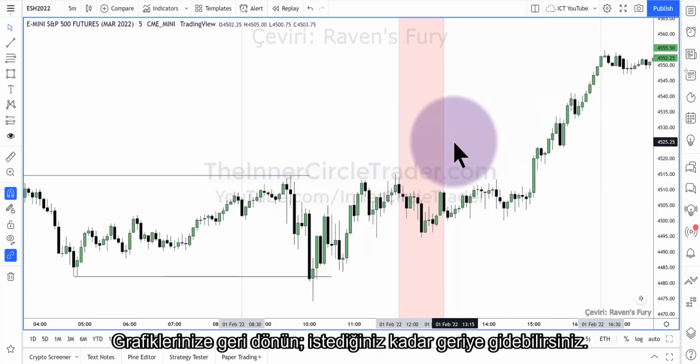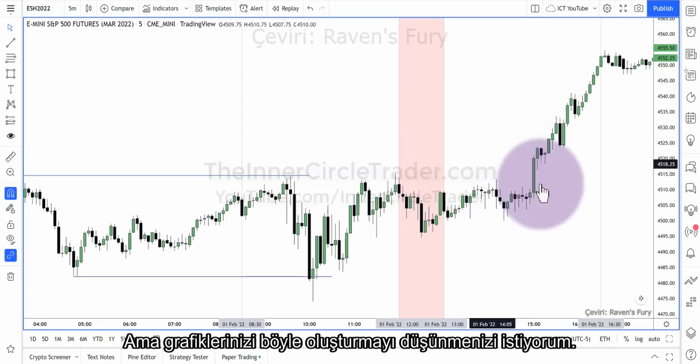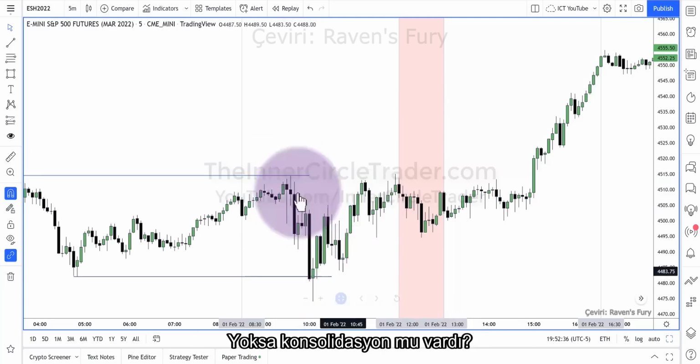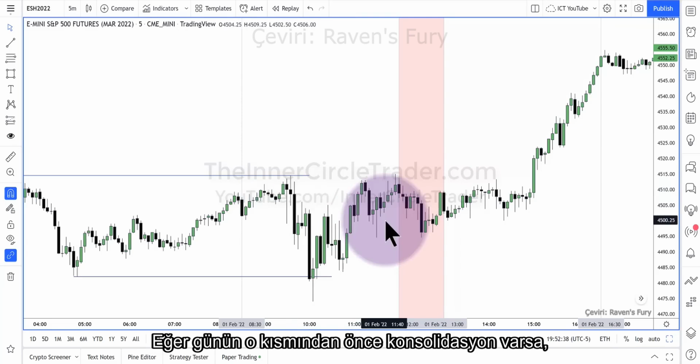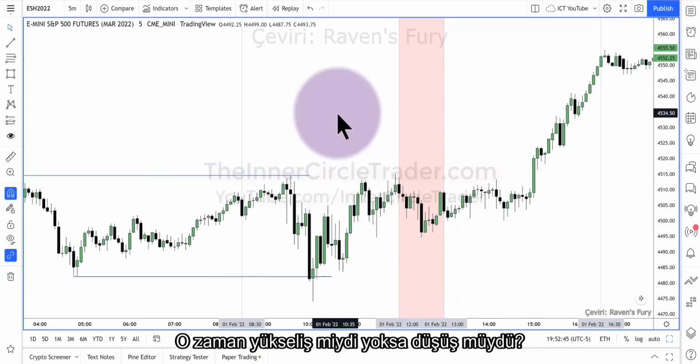Go back through your charts, and you can go back as far as you want. The more you do this, the better you'll get. But I want you to think about creating your charts like this, and then describing what the morning trend was. Was it a bullish move? Was it a bearish move? Was it consolidation? If it was consolidation, prior to that part of the day, in other words, the previous day or the previous days, was it bullish or bearish then?